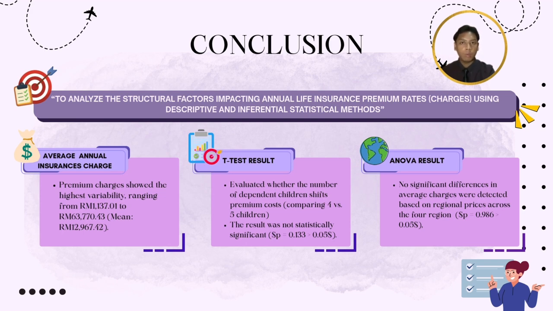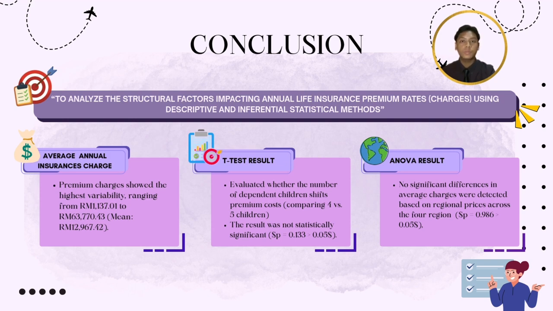To wrap up our presentation, let's look at the core conclusions of our project on life insurance charge analysis. Our primary objective was to investigate the structural factors impacting annual premium rates using a sample of 483 respondents processed via IBM SPSS. From a descriptive standpoint, our sample shows an even distribution across gender and geographic regions. However, the premium charges themselves exhibited massive variability, ranging from just over 1,137 ringgit to nearly 64,000 ringgit, with an average premium of roughly 12,967 ringgit.